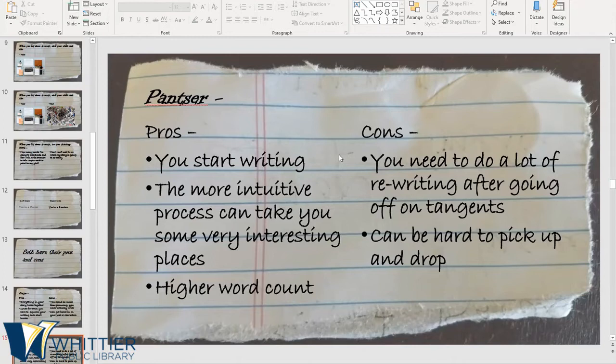You also end up with a higher word count, so you can crank out a lot more with a more intuitive pantser type process. The problem is, the big con is you're going to have to do a lot of rewriting. Your story is going to be all over the place, and you're going to have to figure out which. And it can also be hard to pick up and drop too. If you're really dependent on just having that moment of inspiration, and you've got an hour a day to write, you can have a problem.